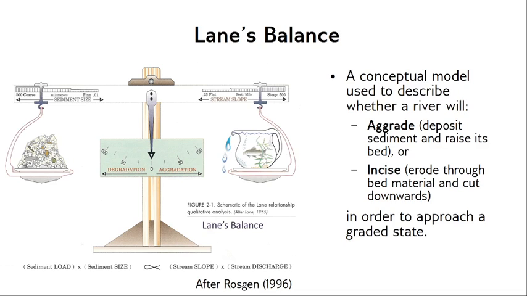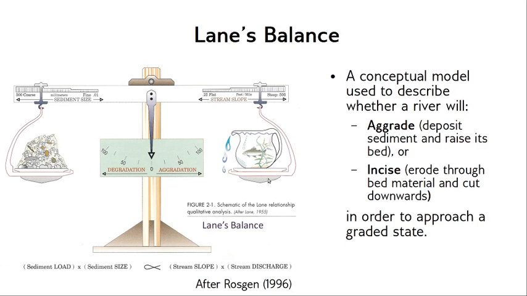So Lane's balance is a conceptual model for whether a river is going to aggrade, or build up its bed, or erode through its deposits and cut downwards. And so aggradation and incision are two important words. And what you can see is that on the left, there's sediment in this balance.